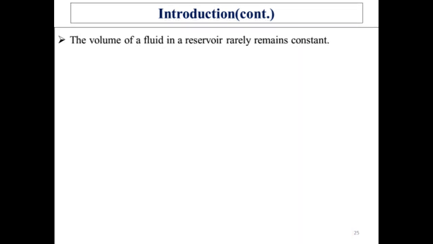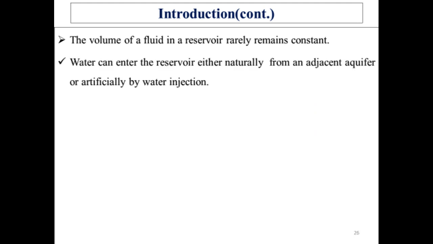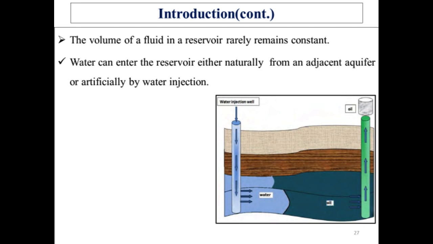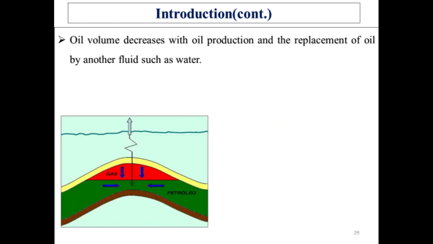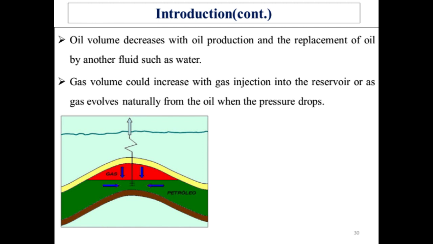The volume of a fluid in a reservoir rarely remains constant. Water can enter the reservoir either naturally from an adjacent aquifer or artificially by water injection. Oil volume decreases with oil production and the replacement of oil by another fluid such as water. Gas volume could increase with gas injection into the reservoir or as gas evolves naturally from the oil when the pressure drops.